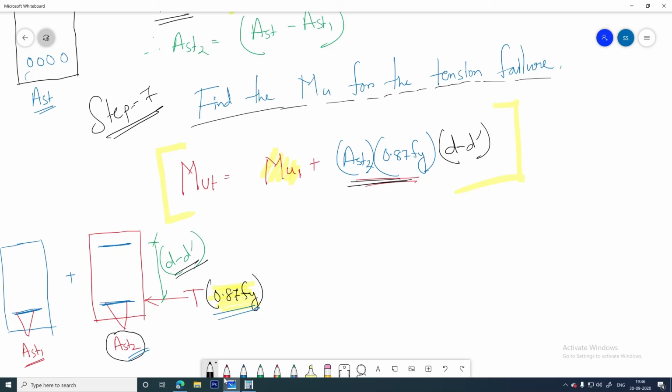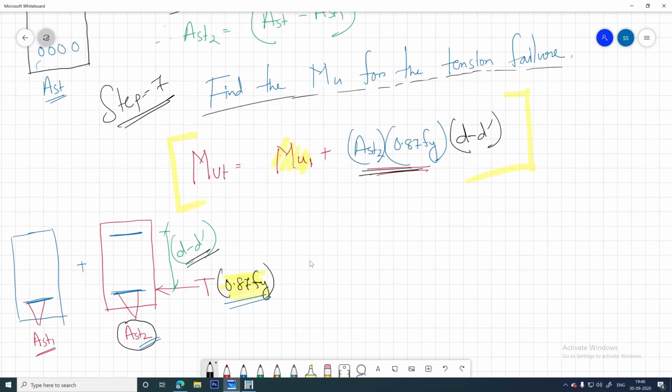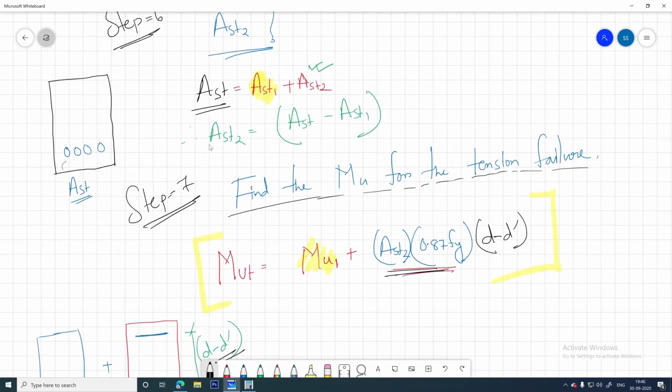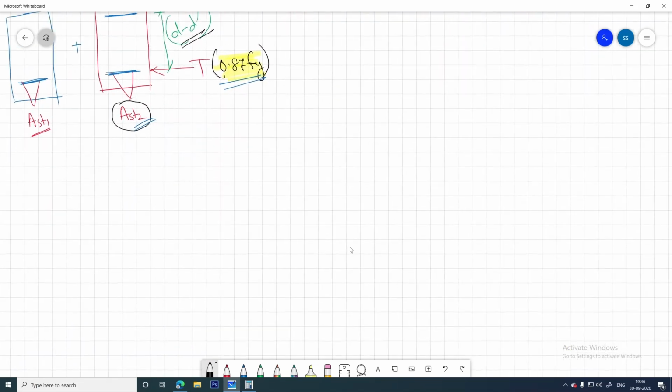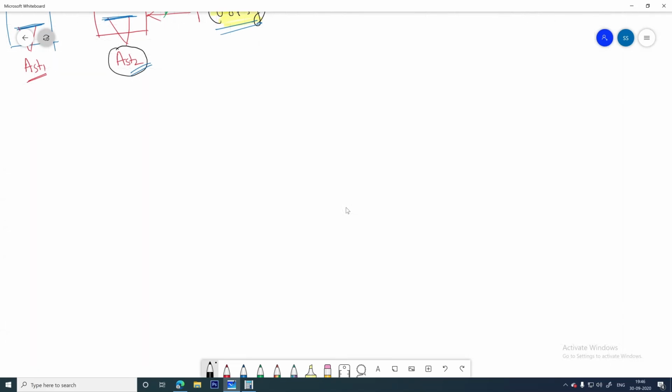So finally the question is, we have done 7 steps, but what is our ultimate need? Our need is to check which one will give you the higher value, either MUC or MUT. That means the total moment due to compression failure or total moment due to tension failure. Whatever the value is minimum, suppose the MUC will give you the minimum, then the moment of resistance will be this one.